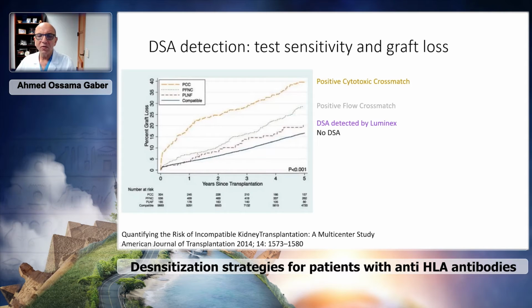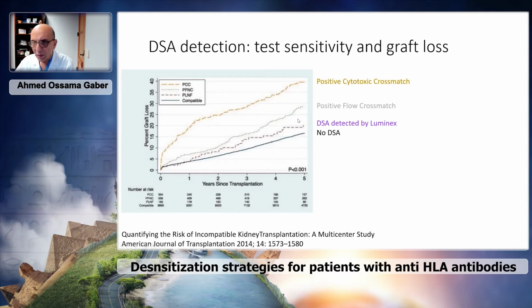Once you start having a positive flow cytometry cross-match, wherever your channel shift cutoff is, then at 5 years the rate of graft loss is about 25%. If you have a positive cytotoxic cross-match, that's the Amos or the modified Amos cross-match, the rate of graft loss is about 40% at 5 years. Clearly, we want to transplant people who have no DSAs and people who have DSAs by Luminex but no flow cytometry cross-match.